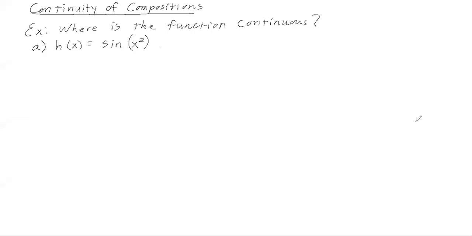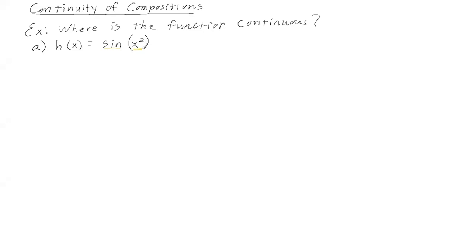All right, let's continue with section 1.5. Let's look at continuity of compositions. Where is the function h of x equal to the sine of x squared continuous? Now look at this as an inside part and an outside part. The outside function is the sine of something. The inside function is x squared.